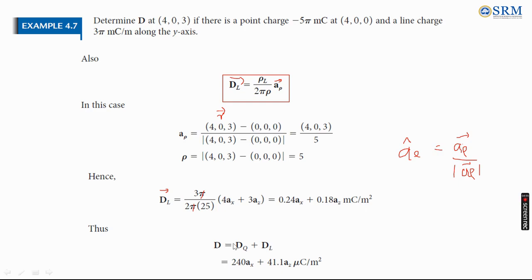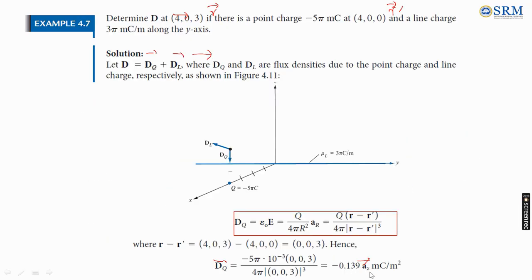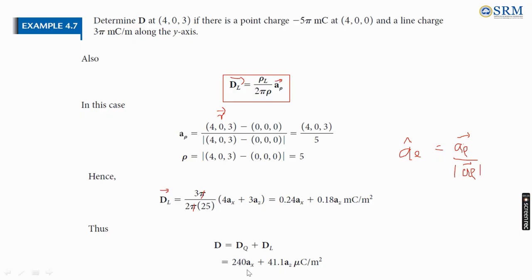Now I have to add the electric flux densities. I have to sum up the electric flux density due to the point charge and the line charge. So this is my value for the line charge electric flux density. For the point charge, we computed it in the previous slide. I am going to take that and sum it up. Minus 0.139 millicoulomb, right? If I add it, I will get this as my result, in microcoulomb per meter square. So I hope you understood how we applied Gauss's law to find the electric flux density due to a point charge and an infinite line charge.